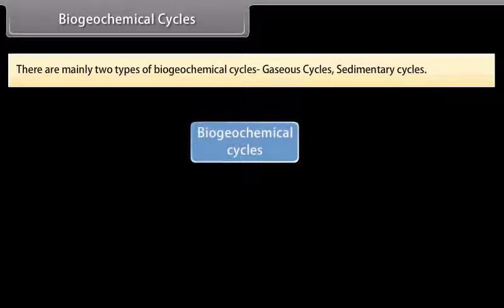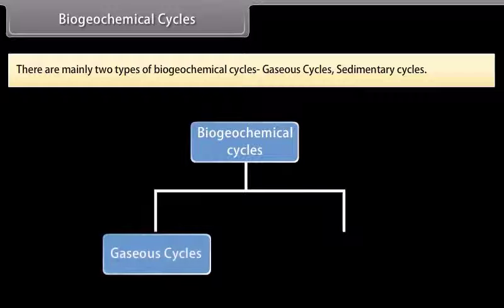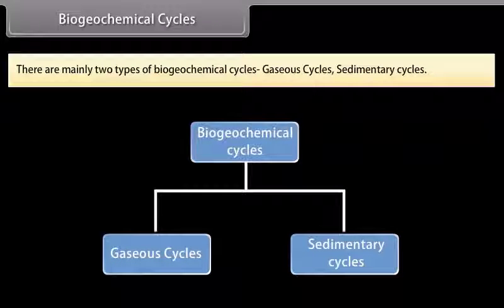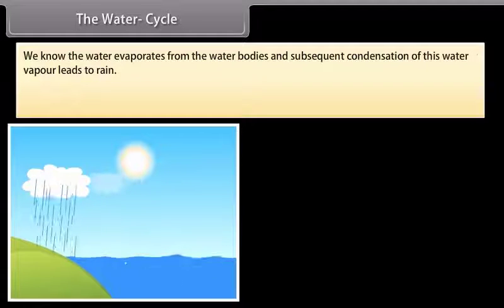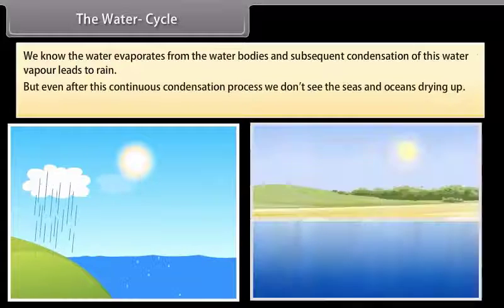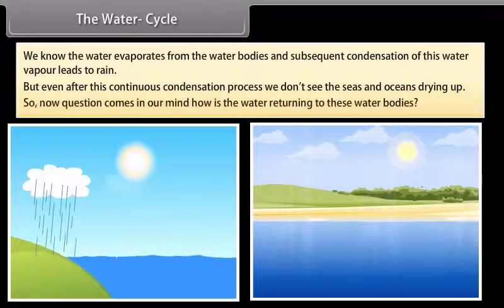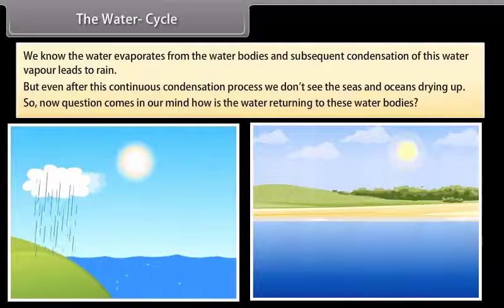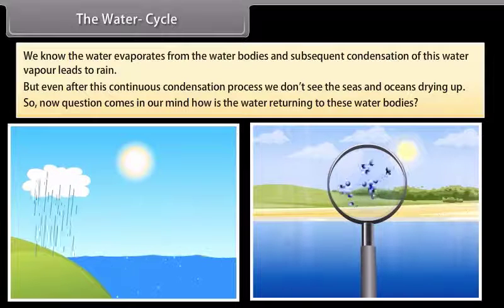There are mainly two types of biogeochemical cycles: gaseous cycles and sedimentary cycles. The water cycle. We know that water evaporates from the water bodies, and subsequent condensation of this water vapor leads to rain. But even after this continuous condensation process, we don't see the seas and oceans dry up. So, now the question comes to our mind: how is the water returning to these water bodies?